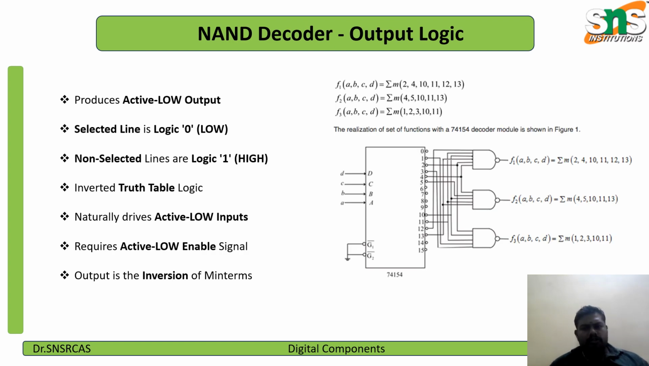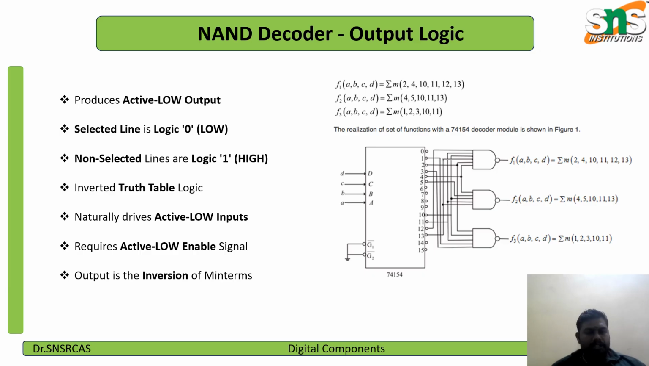The NAND decoder output statement, on the right side you will watch the diagram. This is the diagram, and this is the formula you will watch, and this is the active low input and the selected line and logic. It's a low voltage, using 0 as a low voltage, 1 as a high voltage.